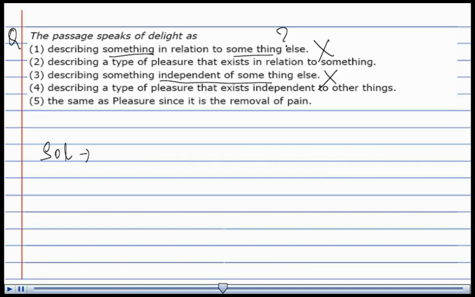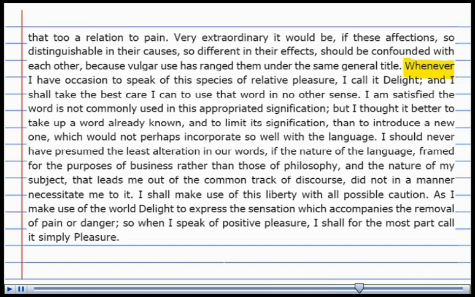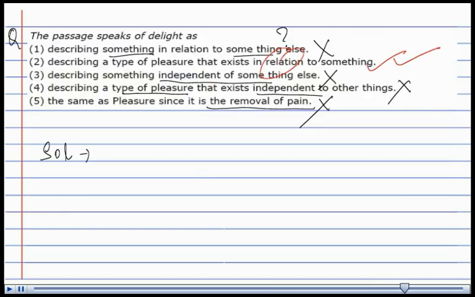Coming on to the option 4, describe a type of pleasure that exists independent to other things. Again, the word independent makes the option incorrect. Option 5, the same as pleasure, since it is the removal of pain. This makes the option incorrect. Coming on to the last option, describing a type of pleasure that exists in relation to something. Let's refer to the passage first of all. Here it is written, whenever I have occasion to speak of this species of relative pleasure, I call it delight. Now this is true in the context of the passage. So our answer is option number 2.